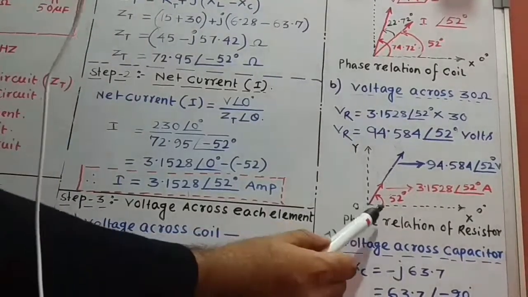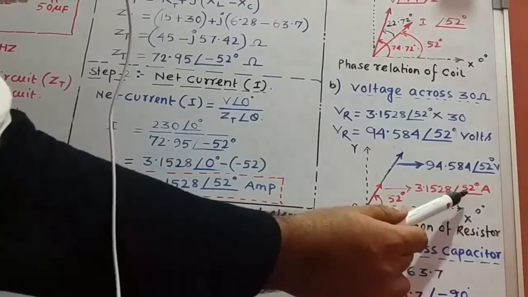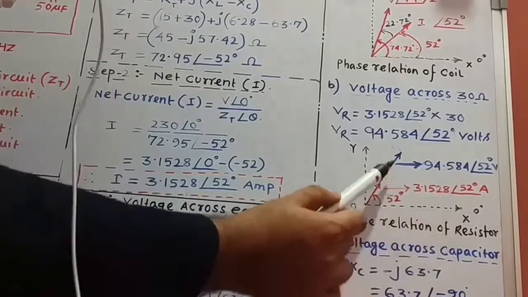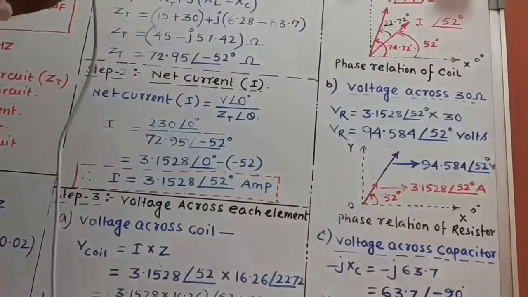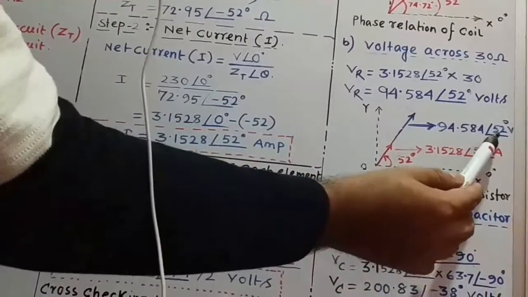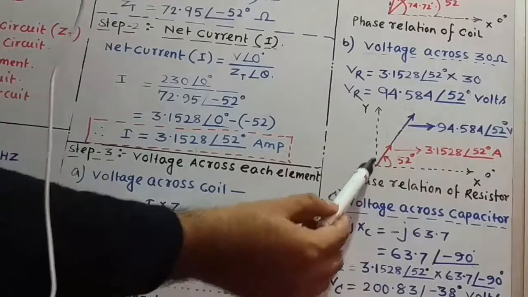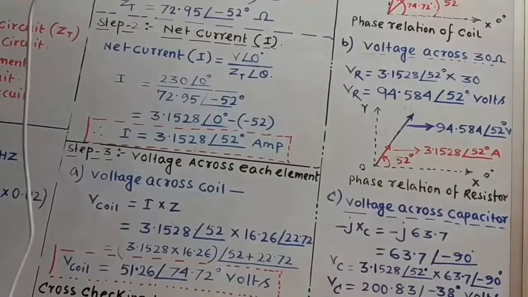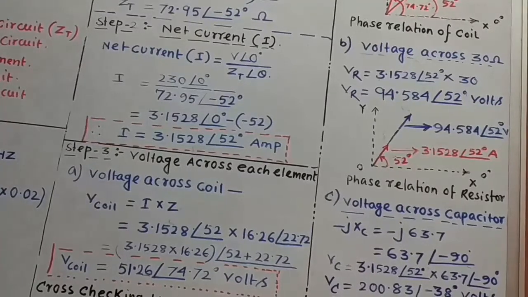You can see the angle here, the red color is indicating your current, which is at an angle of 52, and the blue color is also indicating the voltage in the same phase as the current, its angle is also 52 degrees. So both are in the same line. So that means current and voltage are in the same phase across the 30 ohm resistance.